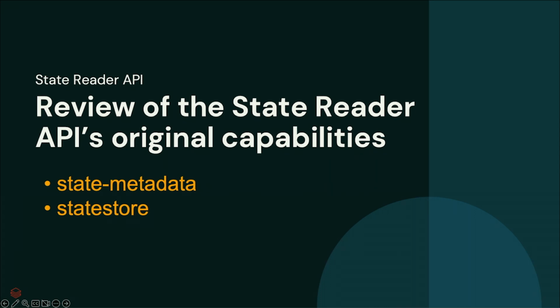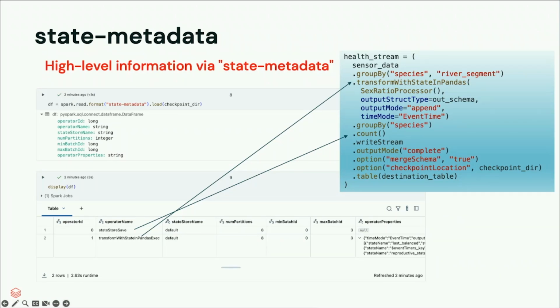And now we're going to review the state reader API sort of original features. So this talk, eventually, I'm going to have to speed it up, but eventually we're going to get to the change feed. But we're going to review the initial state reader API. And the state reader API has sort of two formats. So if you see the spark.read.format, the first one we'll talk about is state metadata. But draw your attention to the right-hand side.